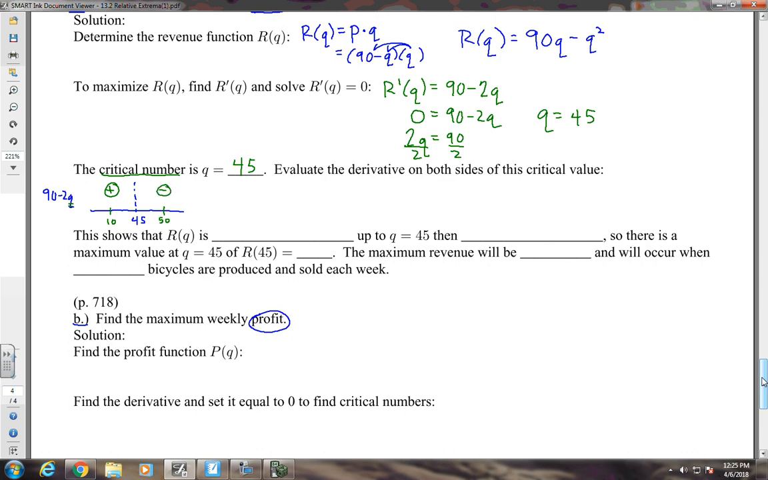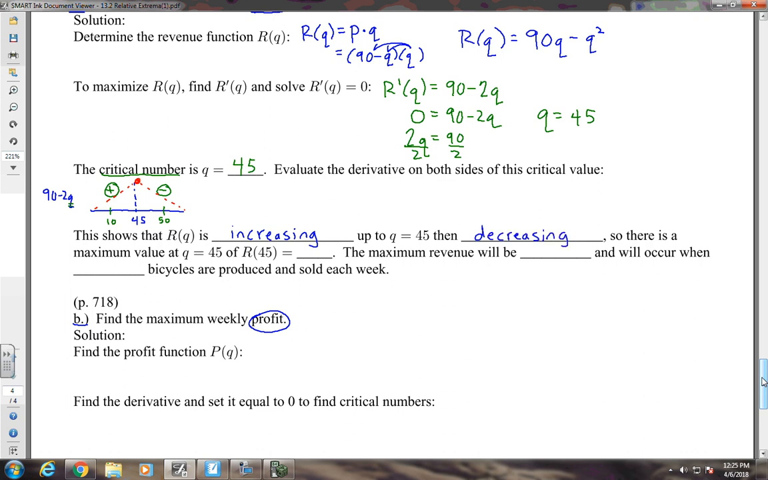So we know our function is increasing and then decreasing. So it looks like we do get a maximum at 45. So this shows that R of Q is increasing up to Q equals 45, and then decreasing.